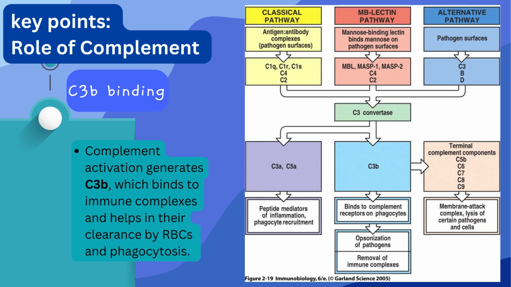And it has three main roles, the complement system. So it has opsonization. What happens during opsonization means, guys, complement proteins coat the surface of pathogens, making them easier for immune cells to recognize and engulf through phagocytosis. So that's the first one, opsonization.